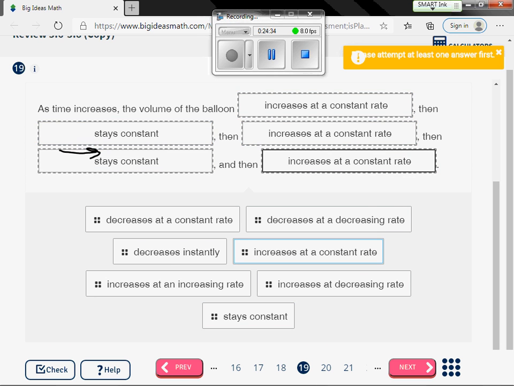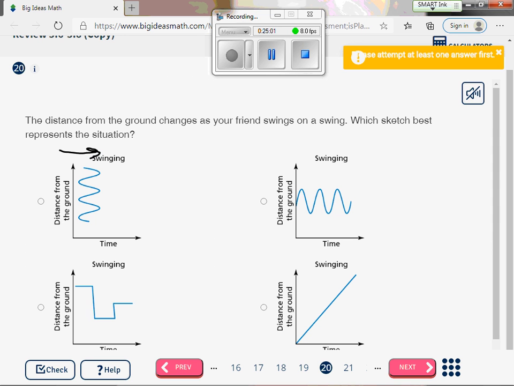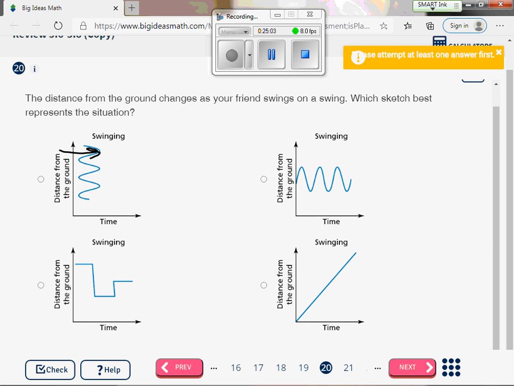And then lastly, it increased at a constant rate. So it increased at a constant rate, it stays constant. It increased at a constant rate, it stayed constant. And then it increased at a constant rate. Questions on this here? And that's all we have to do for this here. Okay.